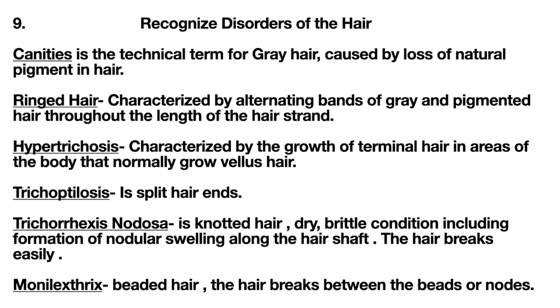Trichorrhexis nodosa is knotted hair, a dry, brittle condition including formation of nodular swelling along the hair shaft. The hair breaks very easily. Monilethrix, beaded hair, the hair tends to break between the beads or nodes.